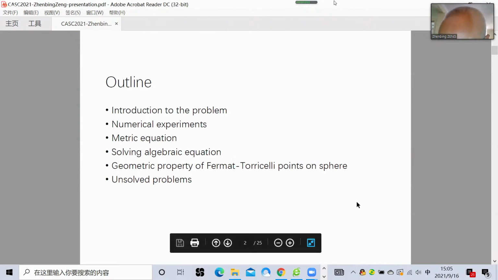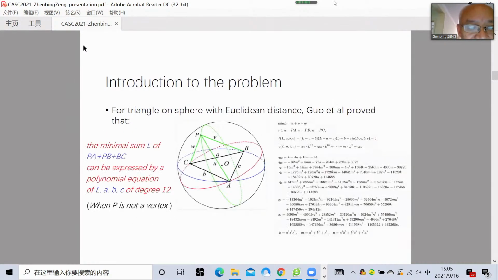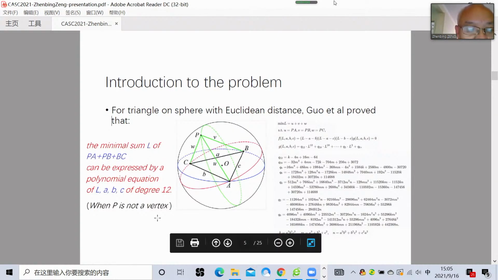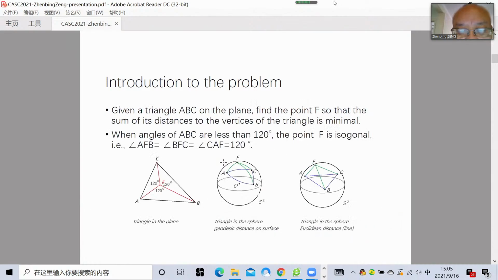I go to the next page. Yes, this is the next page. So here we see one unit sphere, and I think we miss something. Oh, we miss too much. Here, this is the correct place. So this is an introduction to the problem.